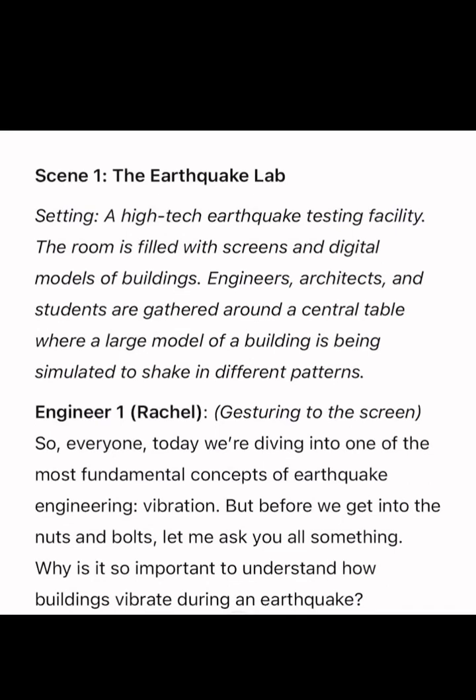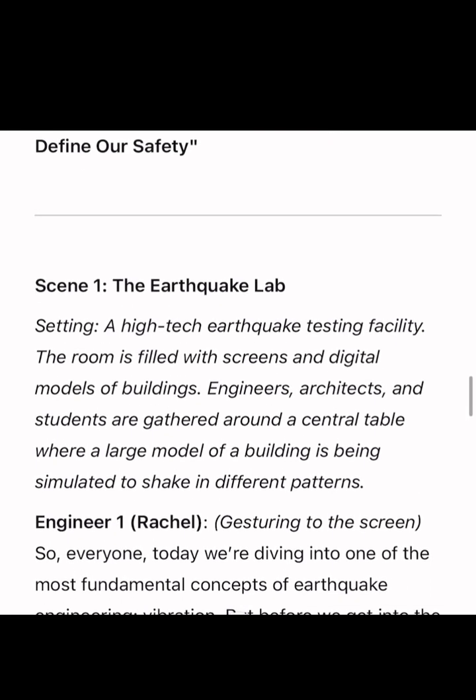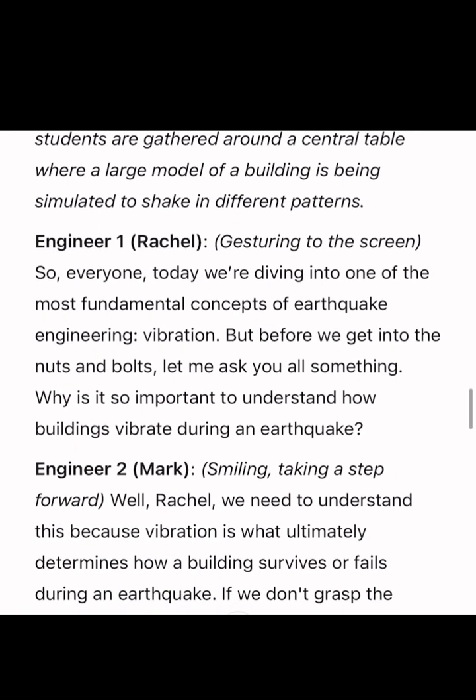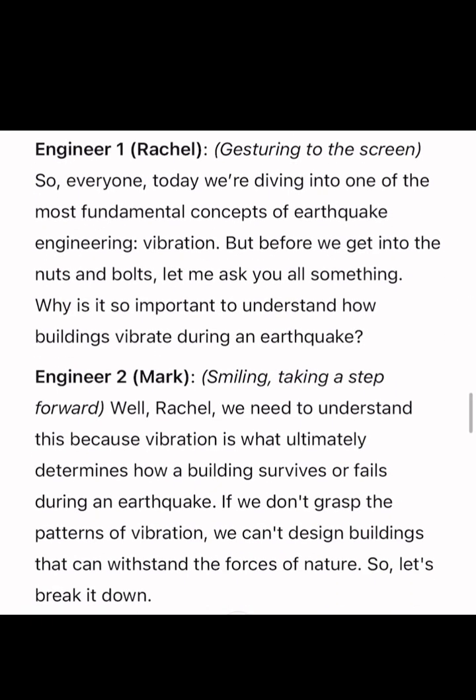So let's discuss the seismic design, the vibrations that define our safety. This is a group discussion. Everyone, today we are diving into one of the most fundamental concepts of earthquake engineering, and that's vibration. But before we get into the nuts and bolts, let me ask you all something. Why is it so important to understand how buildings vibrate during an earthquake?